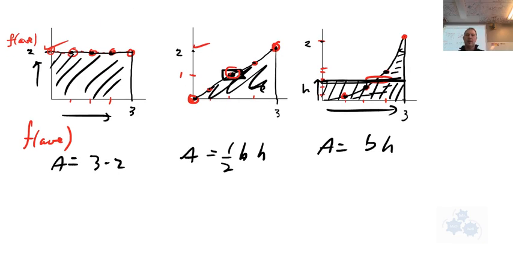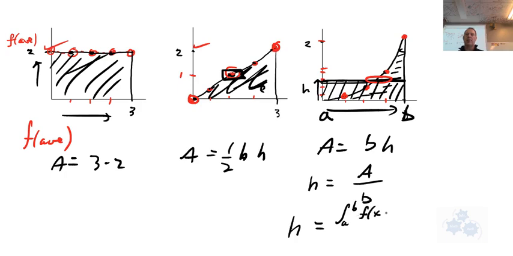Now, take a look down here. Area is base times height. How do I find the height? Well, the height is area divided by base. Areas of rectangles and triangles, easy to find. Areas underneath curves, not easy to find, but because you know calculus, you know that the area is actually the integral from whatever the a is to whatever the b is, right? So the integral from a to b of whatever this function is, dx, and that would be over the base.